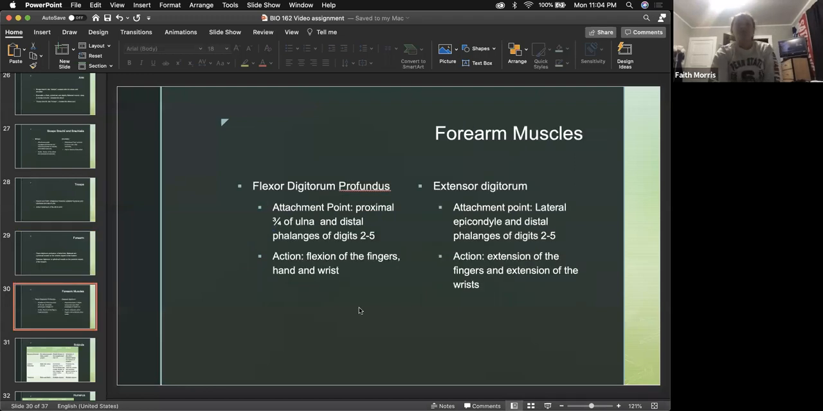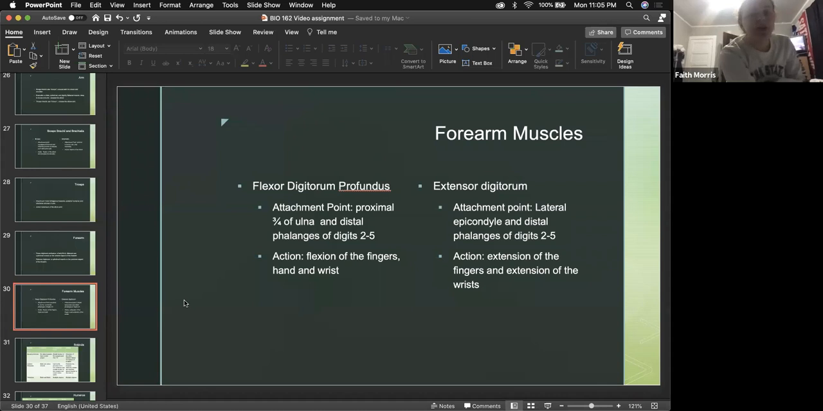So the flexor digitorum profundus attaches at the proximal 3/4 of the ulna and distal phalanges of digits 2 through 5, and its actions are flexion of the fingers, hand, and wrist. And the extensor digitorum attachment points are lateral epicondyle and distal phalanges of digits 2 through 5. And that's the extension of the fingers and extension of the wrist.